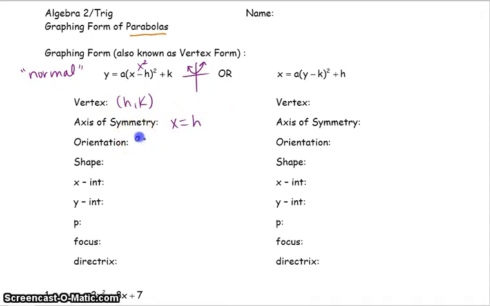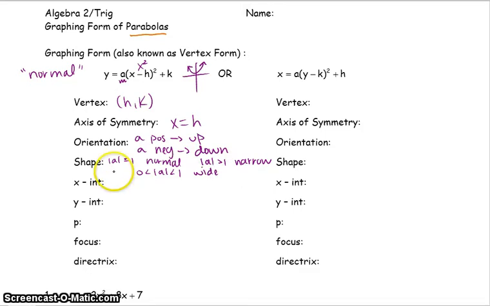For orientation, if our a is positive, then it's going to open up. If our a is negative, it's going to open down. And our a value is the number that's being multiplied by our x minus h squared. Our shape also looks at our a value. If the absolute value of a is equal to 1, it's just going to be normal. If the absolute value of a is greater than 1, it's narrow. If the absolute value of a is between 0 and 1, so if it's a fraction, that means our shape is going to be wide.